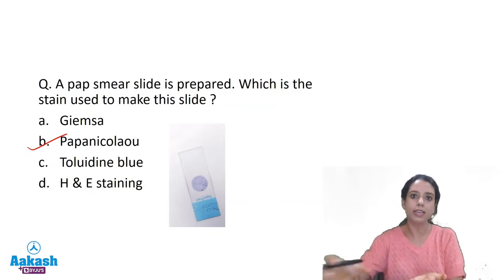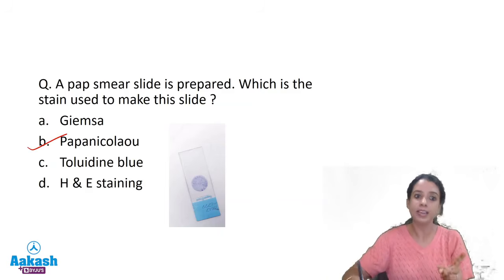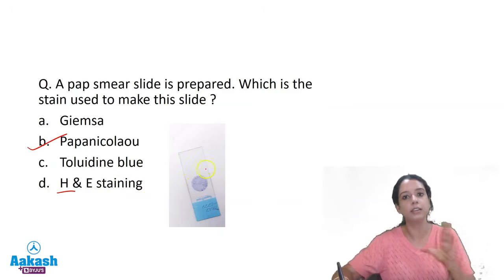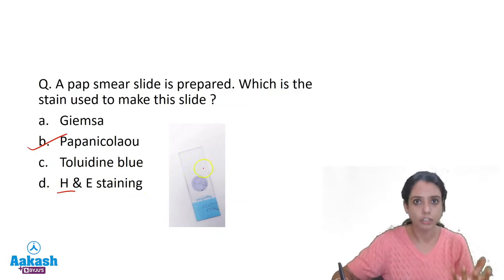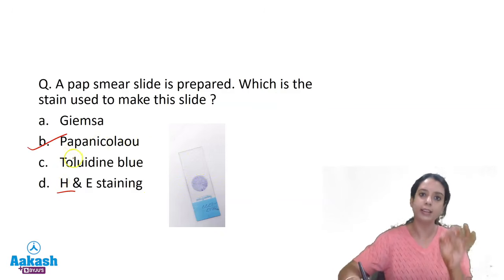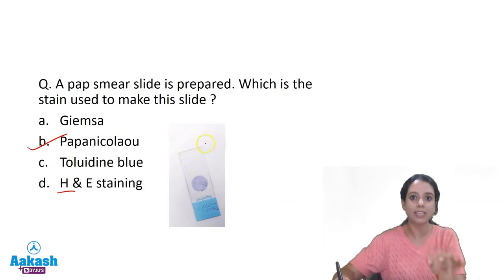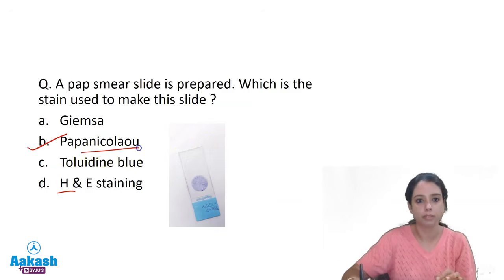So Papanicolaou staining is a process which uses 3 stains. First is hematoxylin, not H&E. Hematoxylin is for staining the nucleus. Then an orange dye is used. So these stains are not important. Hematoxylin is a part, but it is just a part. The main stain used for pap smear is Papanicolaou stain.